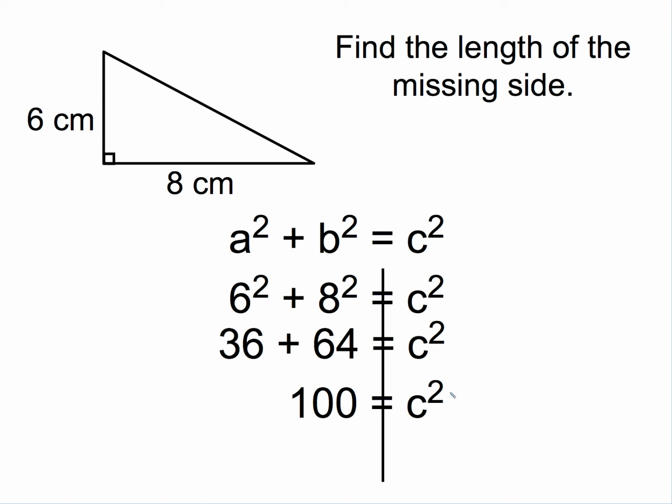C is still not by itself because the squared is still with it. Now remember, what is the opposite of squaring a number? Square rooting a number. So I need to take the square root of c squared, because when I take the square root of this, the square root cancels out with the squared. Whatever I do on the right side, I've got to do on the left. So I'm also going to take the square root of 100. So the square root of 100 is 10. And the square root of c squared is simply c.